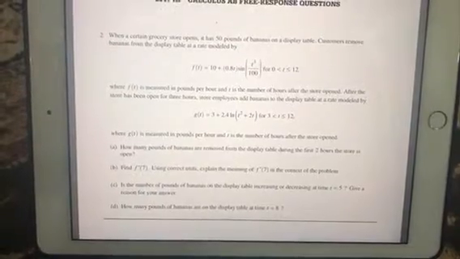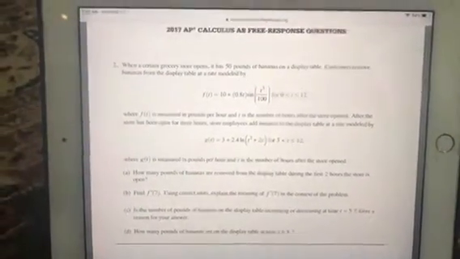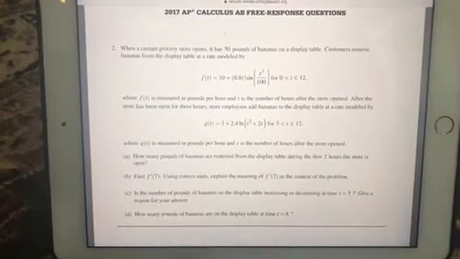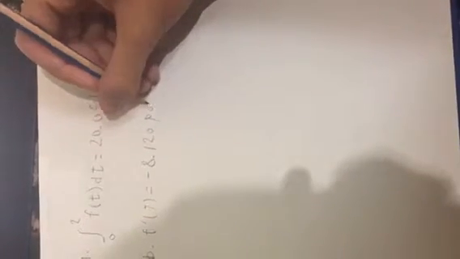Then B, it says find f prime 7 using correct units, explaining the meaning of f prime 7 in the context of the problem. Okay, so B, f prime 7, again using the graphical calculator, it will be negative 8.120 pounds per hour squared.